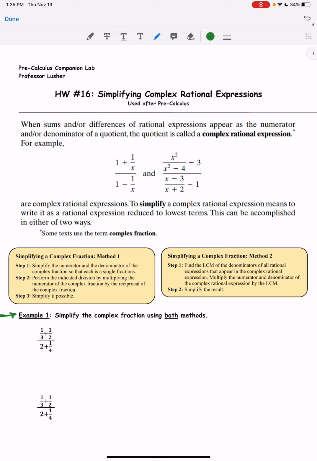And in example 1 here, we are going to simplify the complex fraction using both methods. So let's just jump into example 1. And in this first one, we'll do method 1. And then in this one here, same exact problem, we're going to use method 2.